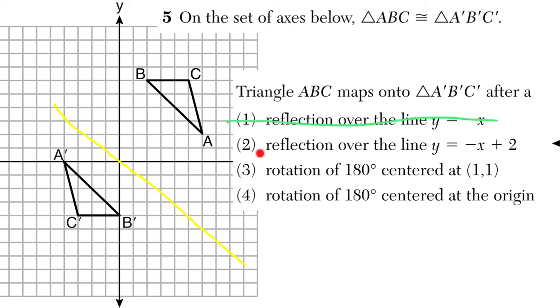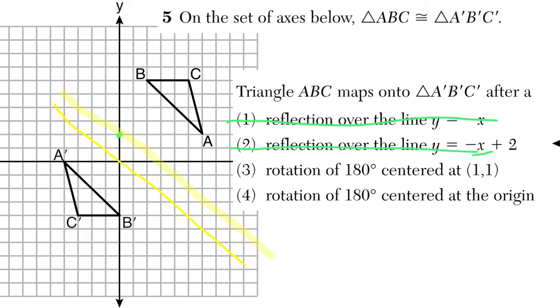Let's take a look at option 2. It says a reflection over the line y equals negative x plus 2. So here's what I know. It's going to have the same slope as the previous option, but the y-intercept is going to be 2. So we're going to simply go up 2. And then the slope's going to be right here. And so again, A prime should be right here, but A prime is all the way over here. So this one can't work either.